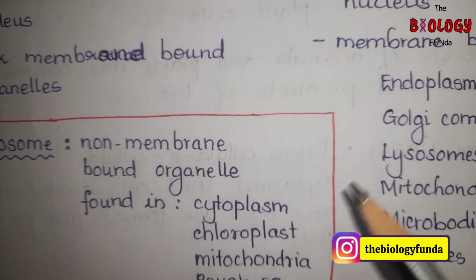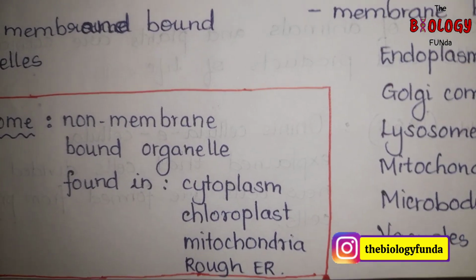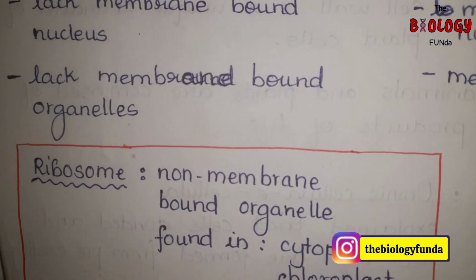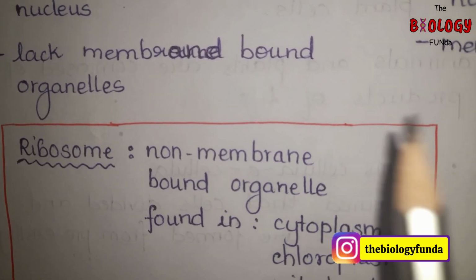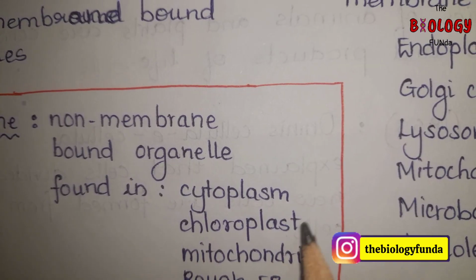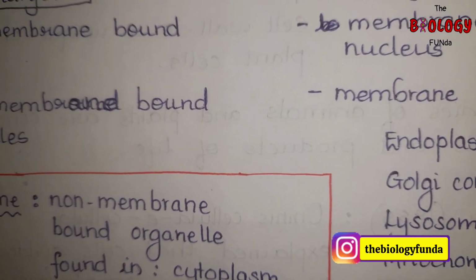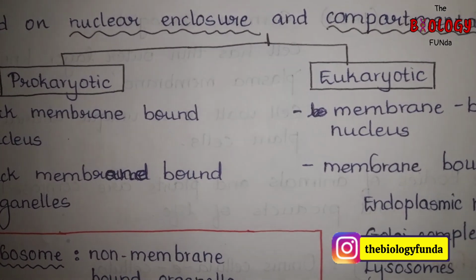They are found in cytoplasm, chloroplast, mitochondria and rough endoplasmic reticulum. This is the only organelle which we say is within the organelle, because it is present in organelles like chloroplast and mitochondria, and it plays a very important role in protein synthesis, which we are going to learn further.